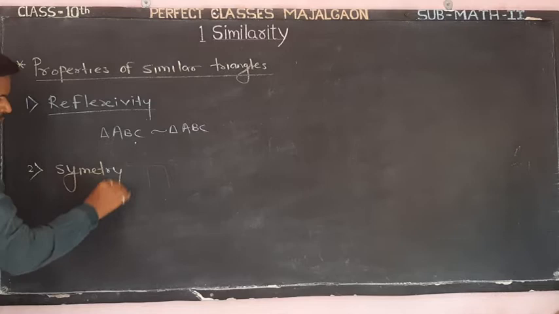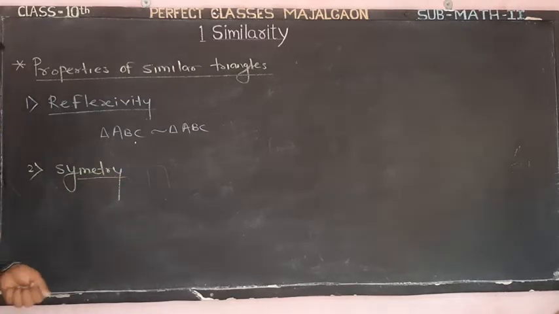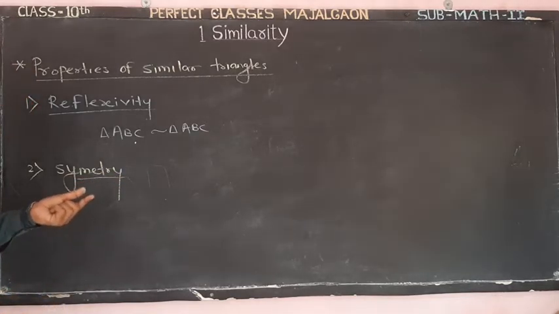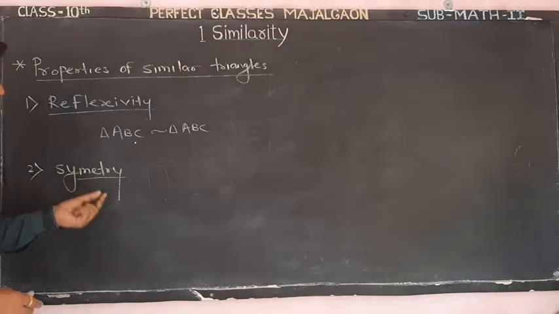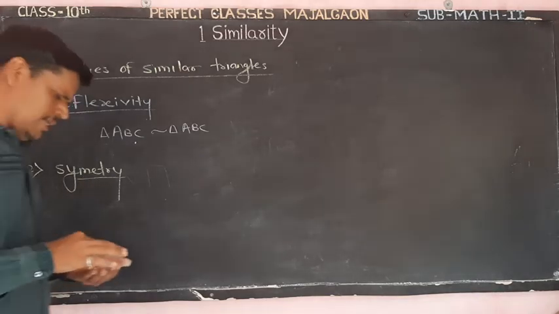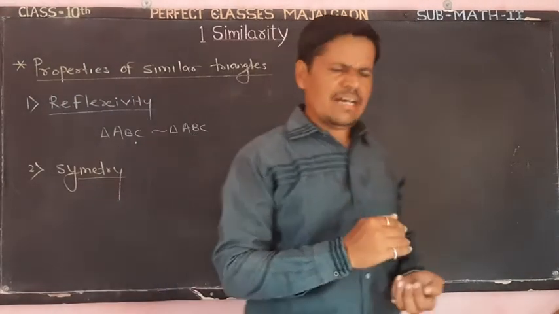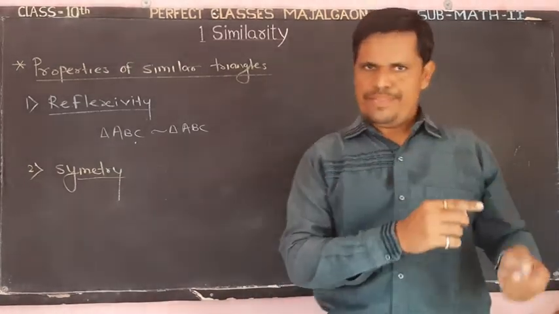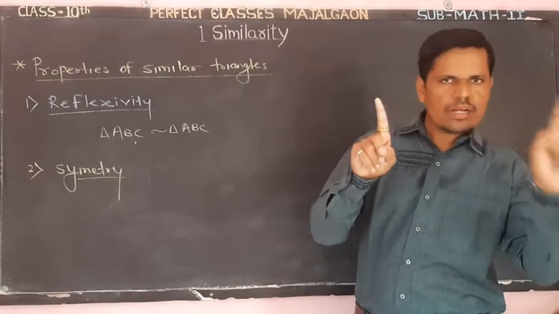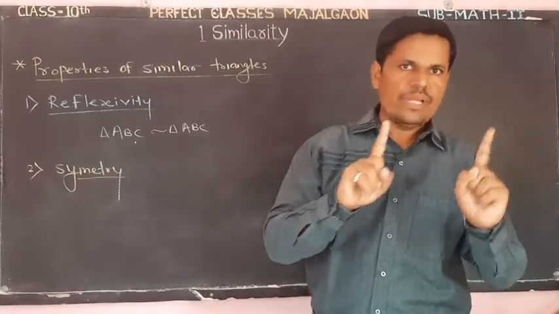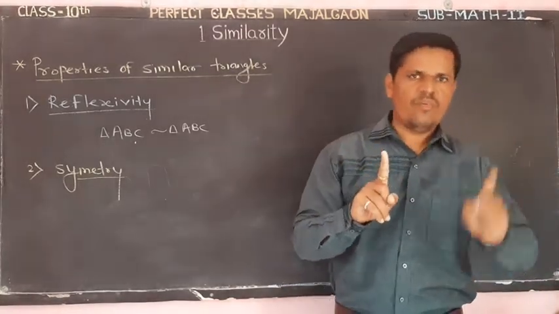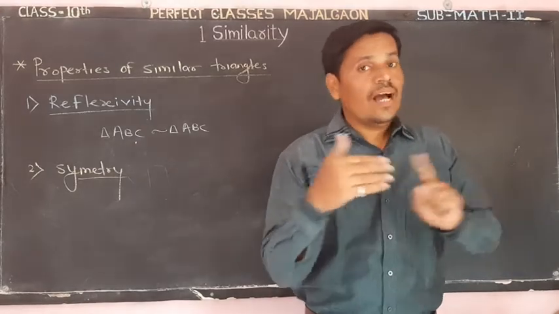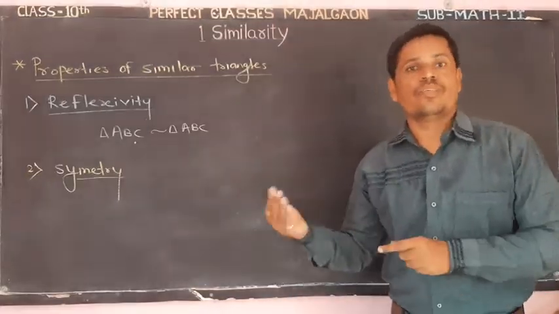Symmetry. In Marathi, it is known as samamitata. What is the property of symmetry? Here I give one example. If Sachin is the brother of Rohit, Sachin and Rohit are brothers. Sachin is the brother of Rohit. Then Rohit is also the brother of Sachin.